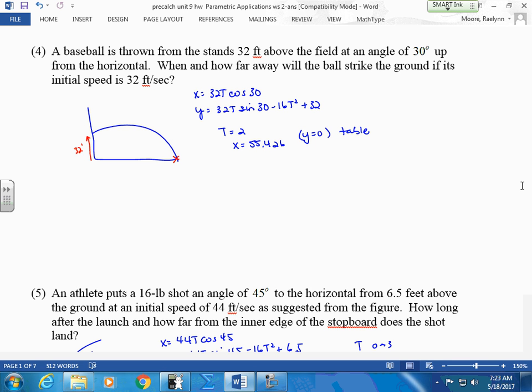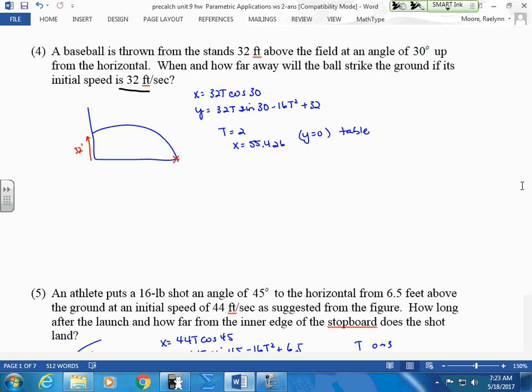So a baseball was thrown from the stands 32 feet. So someone's sitting in the stands 32 feet above the field. And if they're throwing, when they let it go, here's their angle of elevation right here with their horizontal. When and how far away will the ball strike the ground if the initial speed is 32 feet per second? So there's no other stipulations except the 32.